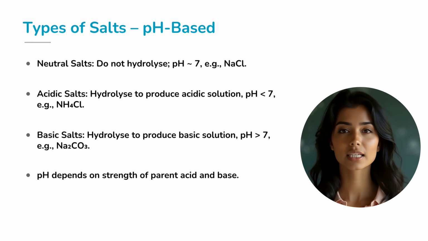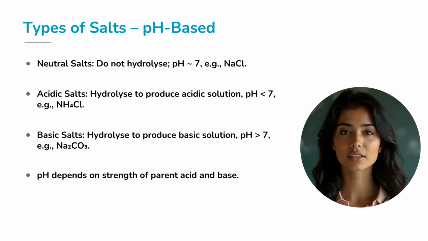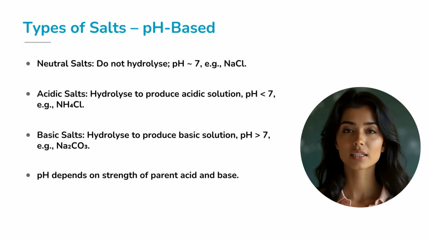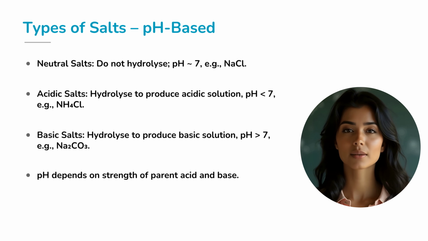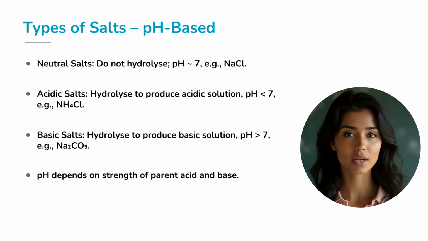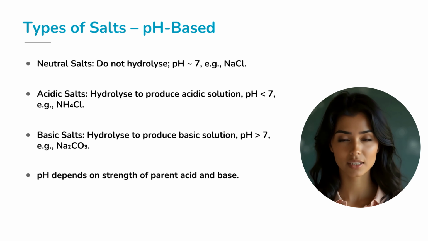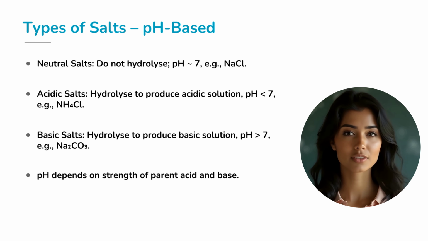Neutral salts, like sodium chloride, do not hydrolyze and have a pH around 7. Acidic salts, such as ammonium chloride, give a pH below 7 when dissolved in water. Basic salts, like sodium carbonate, produce a solution with a pH above 7. The final pH of a salt solution depends on the strengths of the acid and base from which the salt is formed.